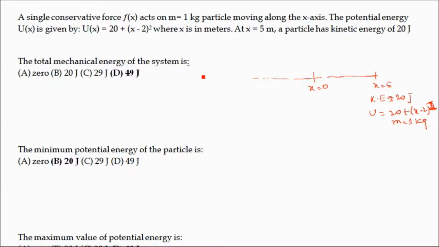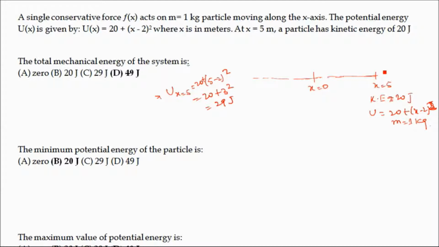Then the first thing you have to calculate is the total mechanical energy of the system. As the force is a conservative force, no energy is lost due to friction or anything. So we may say that at any point of time the total mechanical energy will be conserved. So how will we approach it? At x is equal to 5, first we will calculate the potential energy. Potential energy at x is equal to 5 comes equal to 20 plus (5 minus 2) raised to the power 2, so 20 plus 3 squared, and it comes equal to 29 joule.